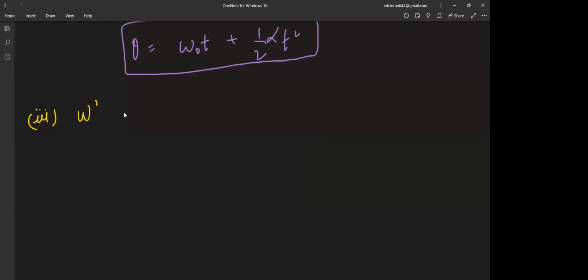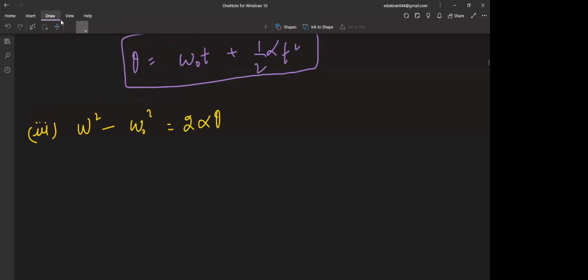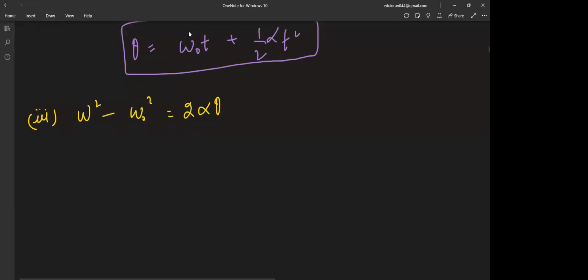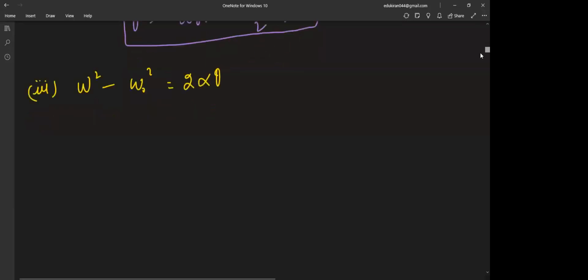To prove omega square minus omega naught square is equal to 2 alpha theta. All the questions are similar to what you have already studied. That's why I took circular motion separately before starting. Please revise circular motion class.